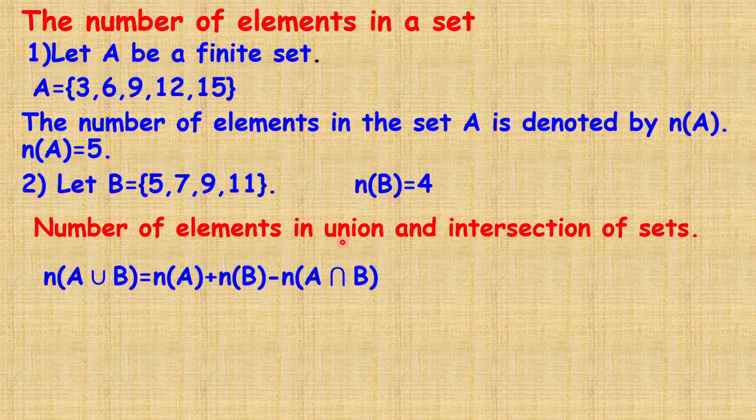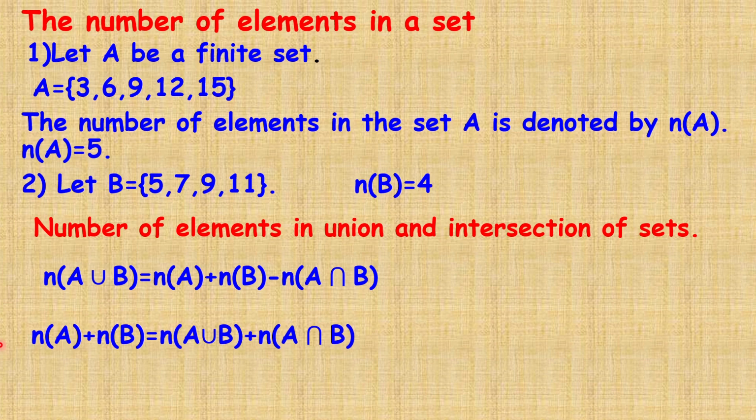Number of elements in union and intersection of sets. The number of elements in the union of set A and set B is equal to the number of elements in set A plus the number of elements in set B minus the number of elements in A ∩ B. Means the number of elements in set A plus the number of elements in set B is equal to the number of elements in A ∪ B plus the number of elements in A ∩ B.